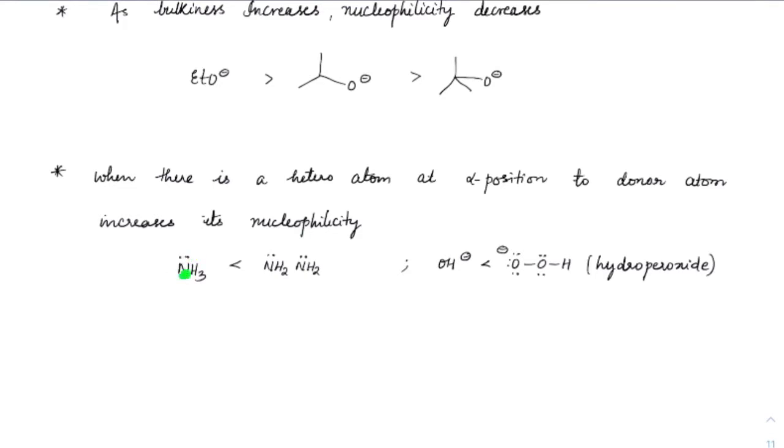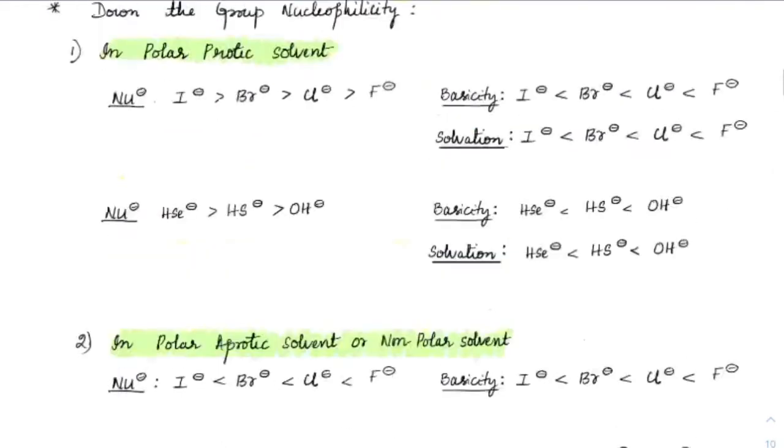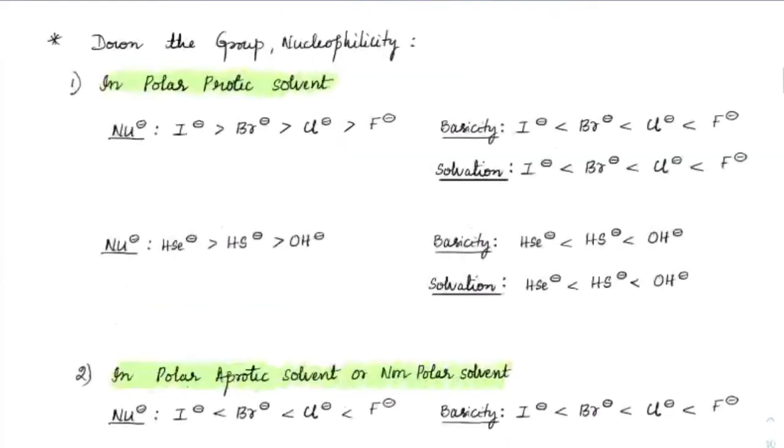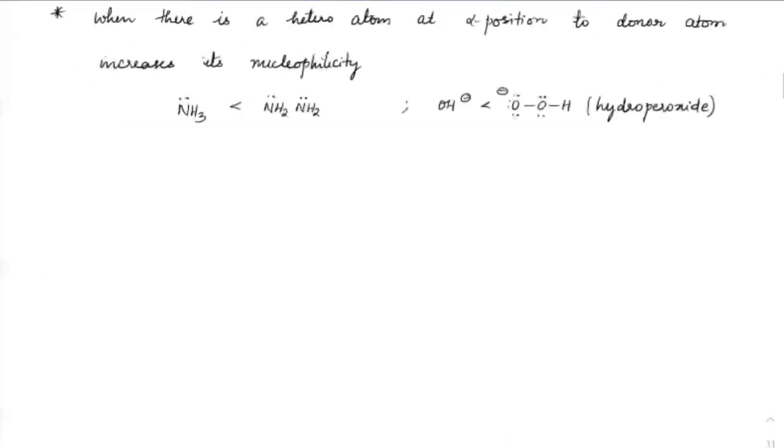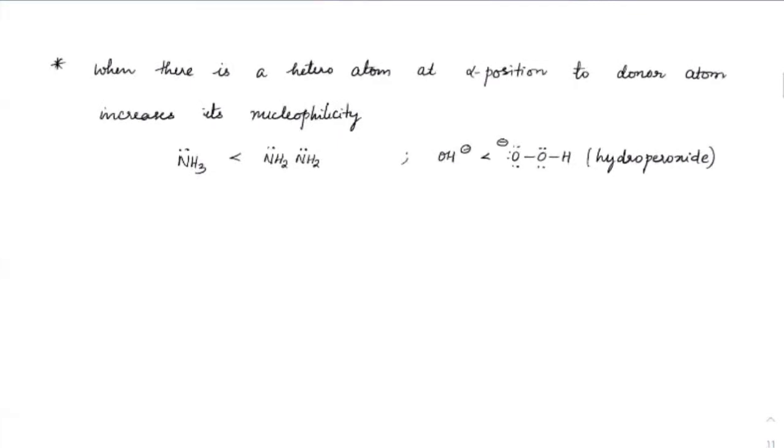Here also it is a nitrogen donor, here also it is a nitrogen donor, but nucleophilicity here will be more. Same way here also it is an O minus donor, here also it is an O minus donor, but at the alpha position there is a lone pair present on it, hence its nucleophilicity would be more. So these are the important pointers regarding nucleophilicity. I suppose all of you got an idea about basicity, nucleophilicity and their orders.